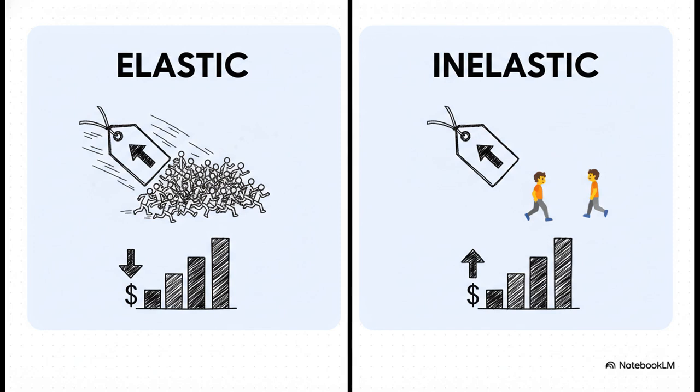Okay, this right here is the decoder ring for your results. Generally, we talk about the absolute value, so just ignore the negative sign for a moment. If your result is a number bigger than 1, we say demand is elastic. That means your customers are very sensitive to price. And in that case, here's the kicker. Lowering your price will actually make you more total revenue. On the flip side, if the number is less than 1, demand is inelastic. Your customers aren't that sensitive. And here, you can actually increase your price and your total revenue will go up.